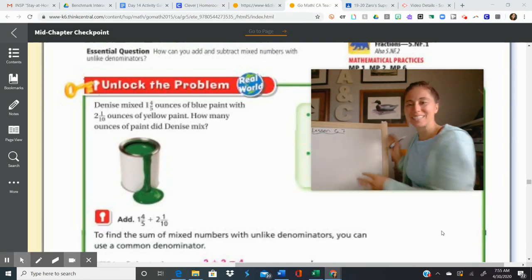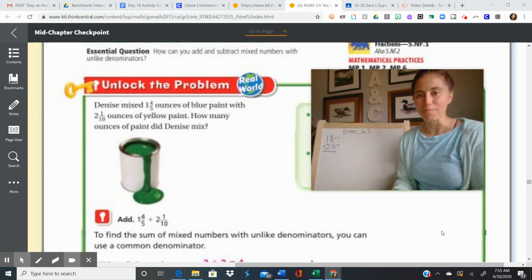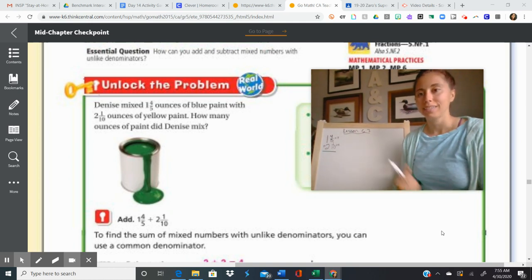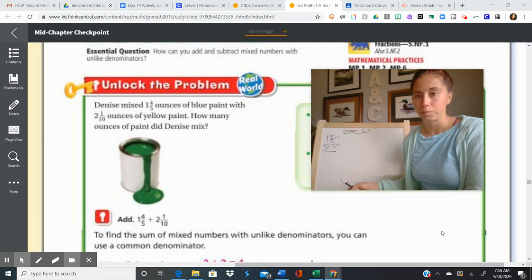Hello, welcome to 6.7 in our math lesson today. So we are adding and subtracting fractions with unlike denominators.